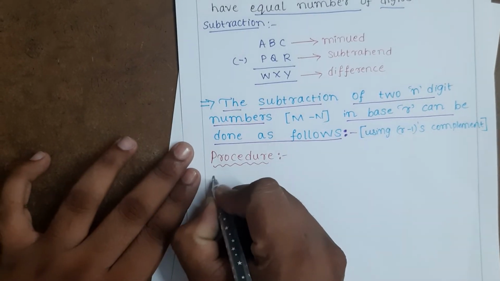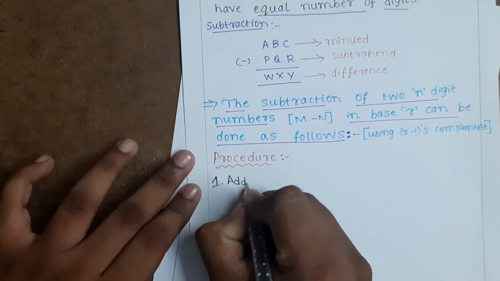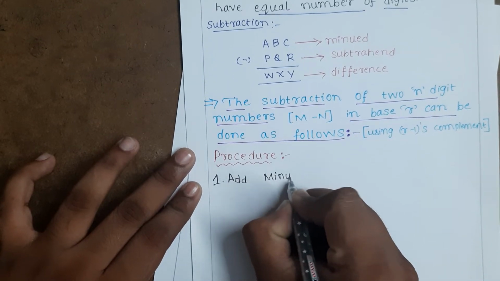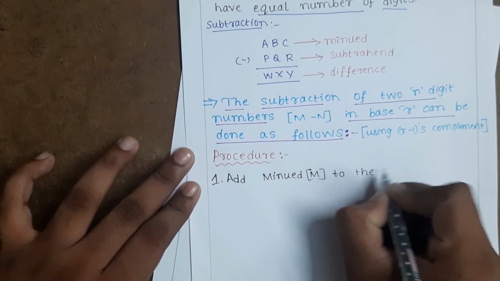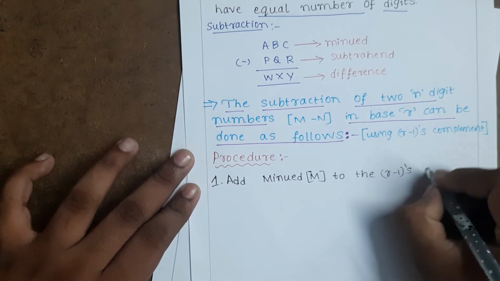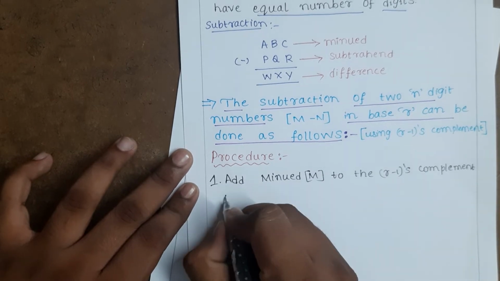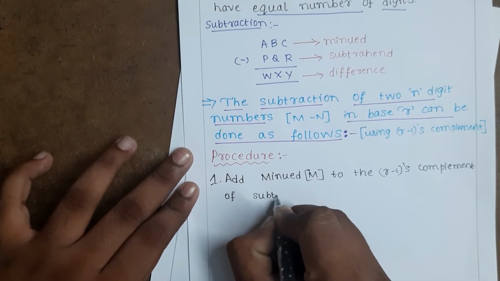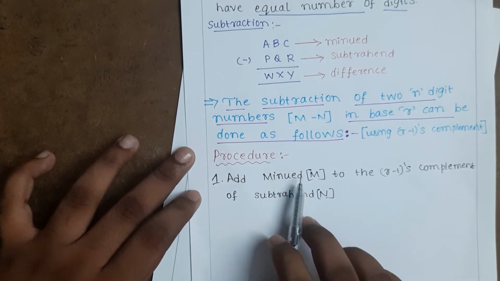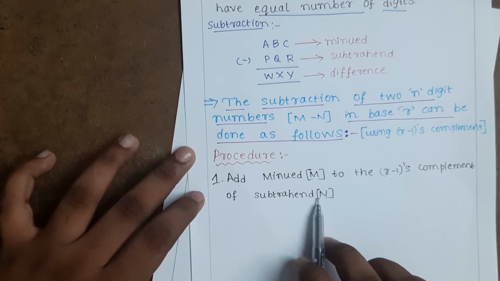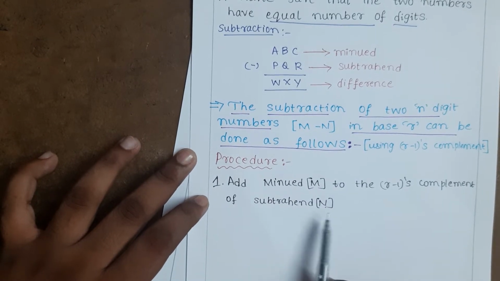The first step is to add the minuend capital M to the r-1's complement of the subtrahend. The subtrahend is capital N. So the first step is adding the minuend to the r-1's complement of the subtrahend. The part which is to be subtracted is called the subtrahend, so we have to find the r-1's complement of the subtrahend.